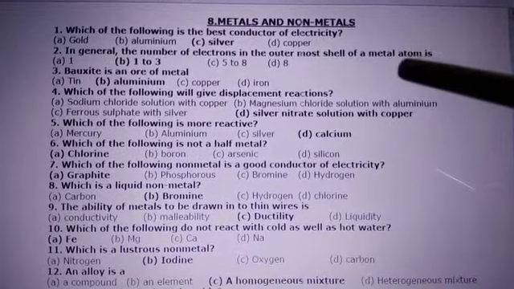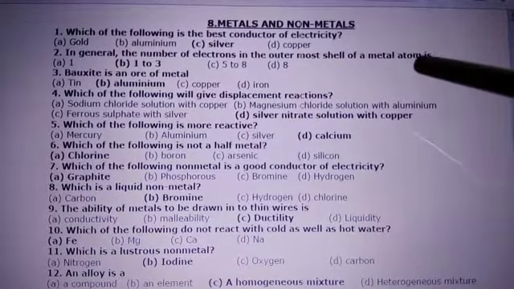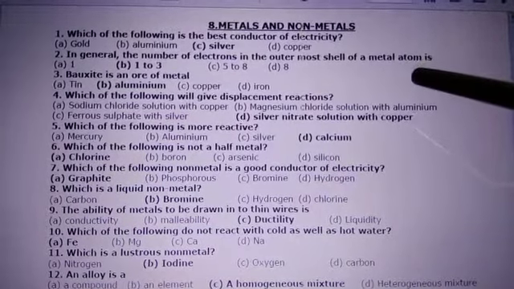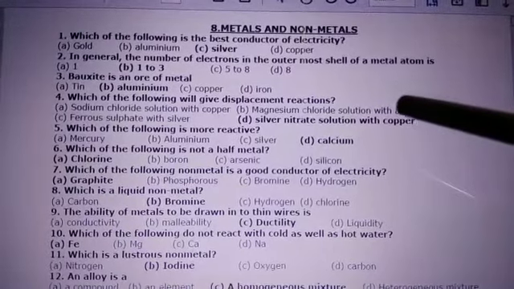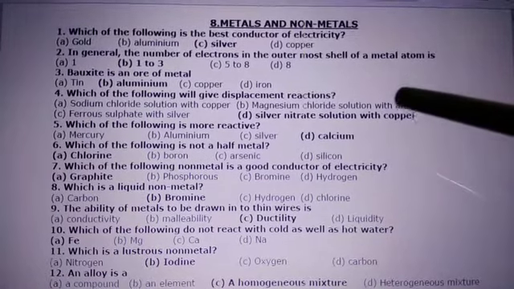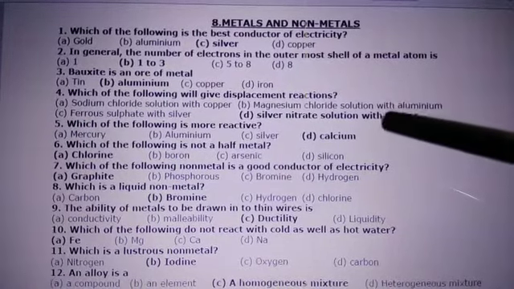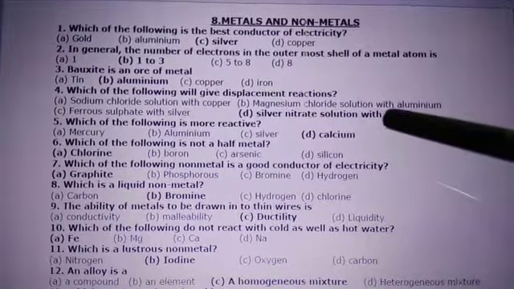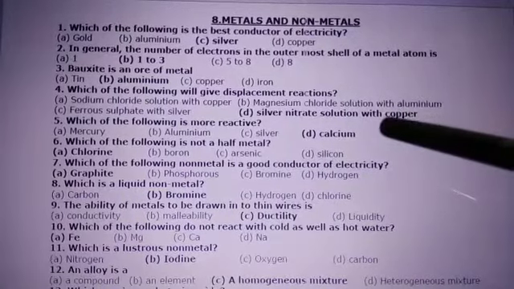Silver. Second, in general, the number of electrons in the outermost shell of a metal atom is A. 1, B. 1 to 3, C. 5 to 8, D. 8. The answer is B. 1 to 3. Third, bauxite is an ore of metal A. Tin, B. Aluminium, C.